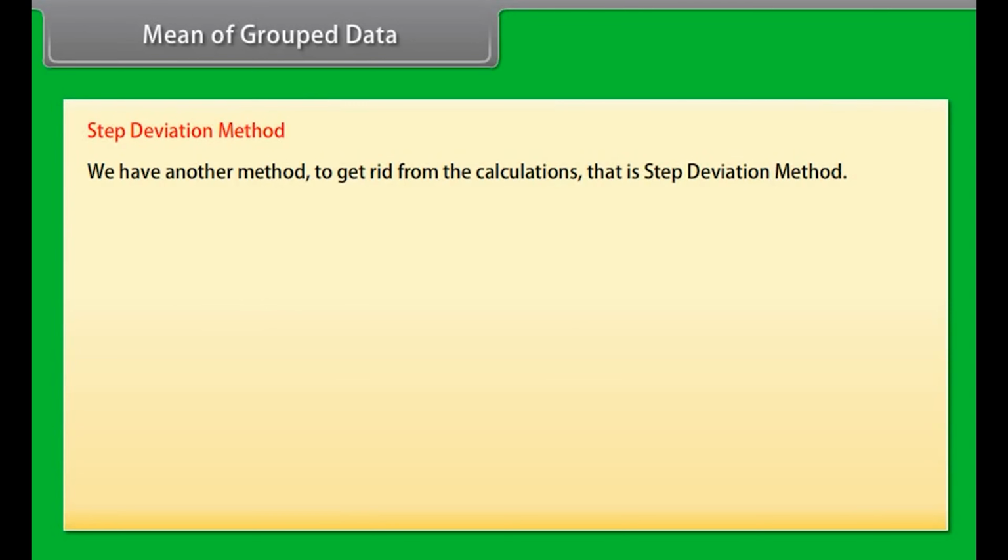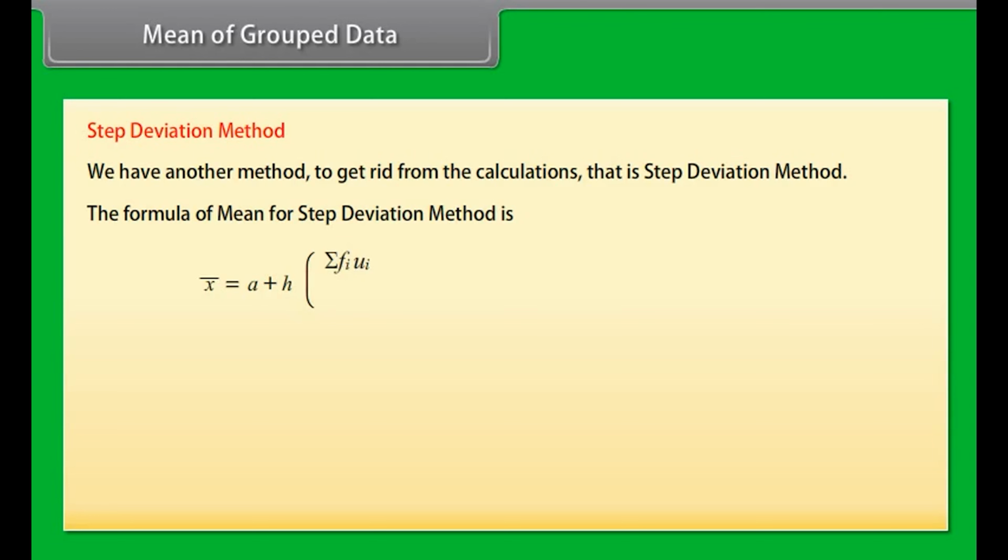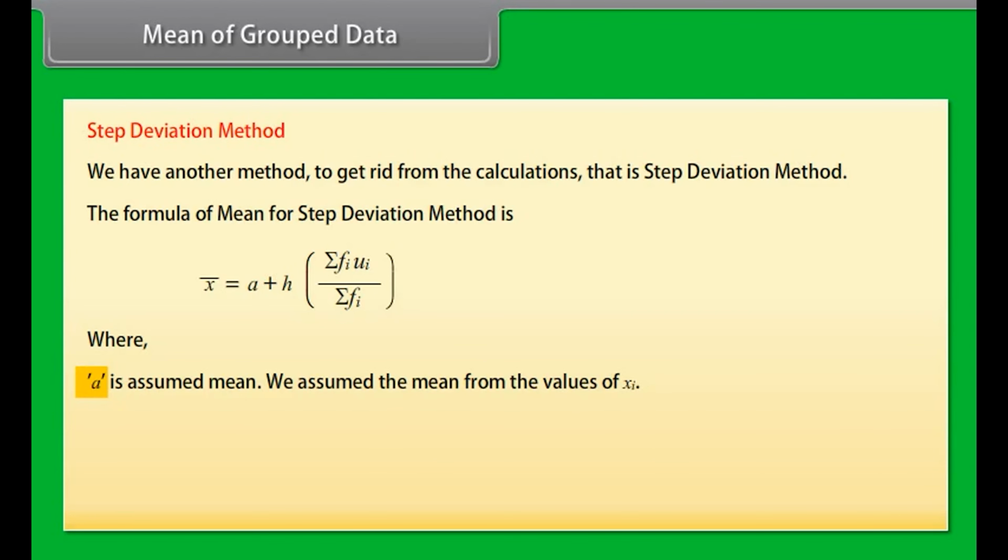Step deviation method. We have another method to get rid of the calculations, that is step deviation method. The formula of mean for step deviation method is x bar equals a plus h multiplied by summation of the product of fi and ui divided by summation of fi, where a is the assumed mean. We assume the mean from the values of xi. h is the class size. ui is equal to (xi minus a) divided by h.